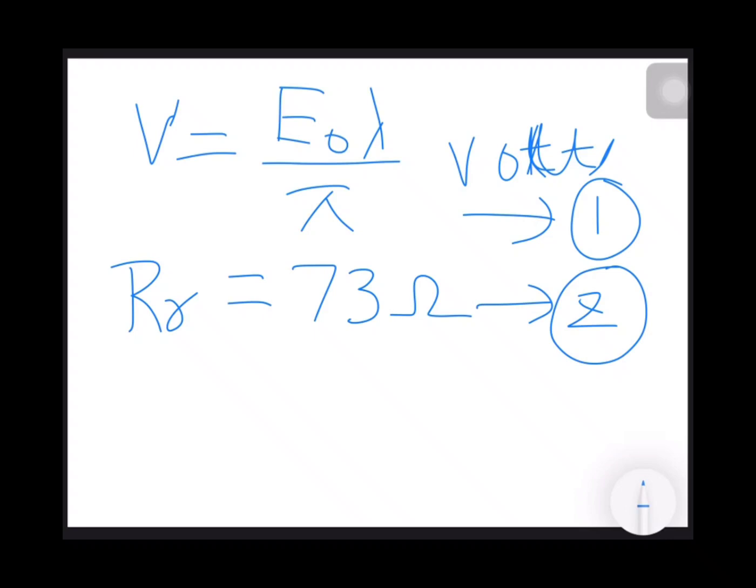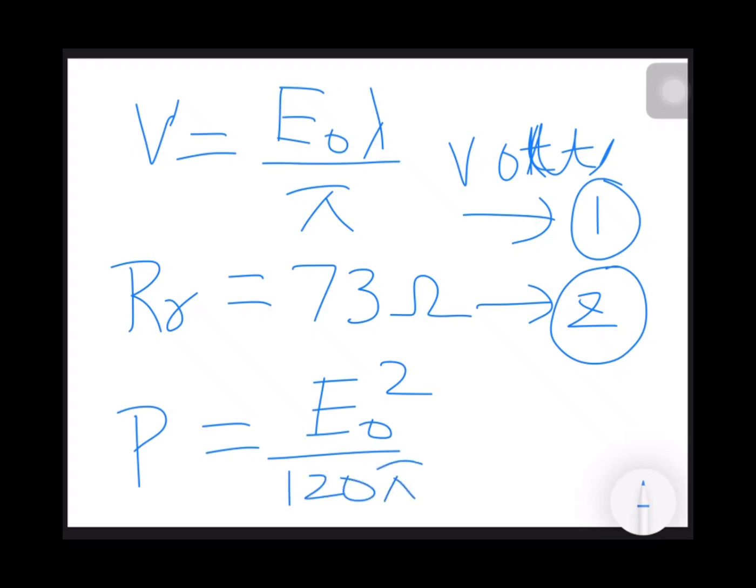Next, the maximum power radiated at the reception of the antenna, that is maximum power density for maximum power reception, P is equal to E naught square divided by 120 pi. So let this be equation number 3. All these three equations are very much important.